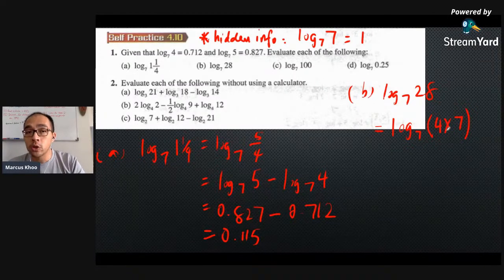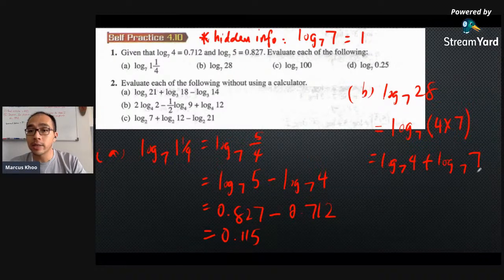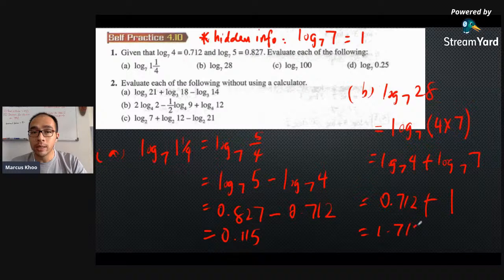So that I can use the log laws over here. So this will be log 7 of 4 plus log 7 of 7. Log 7 of 7 is how much? 1 plus 0.712. And so I get 1.712.